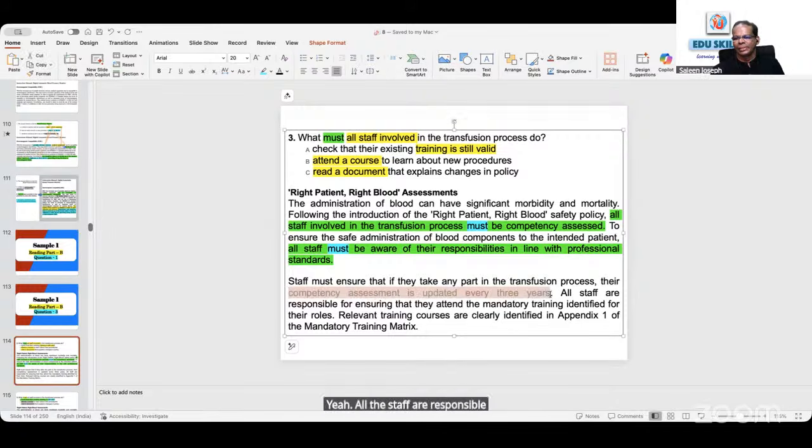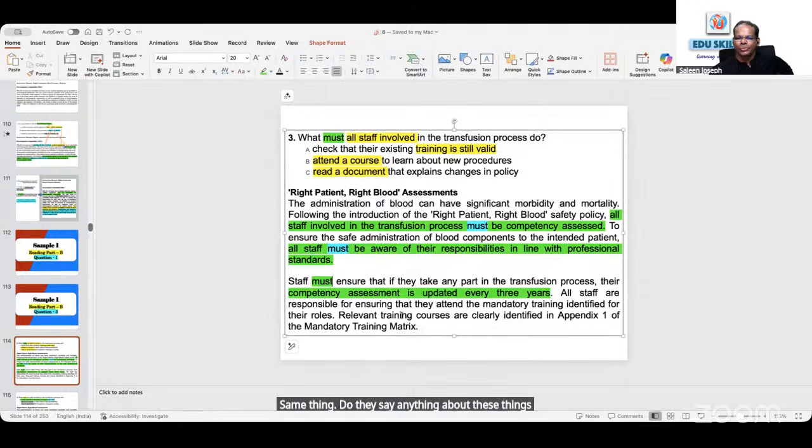All staff are responsible for ensuring that. Staff must. They ensure that. They are repeating the answer 3 times. Same thing. Do they say anything about these things?